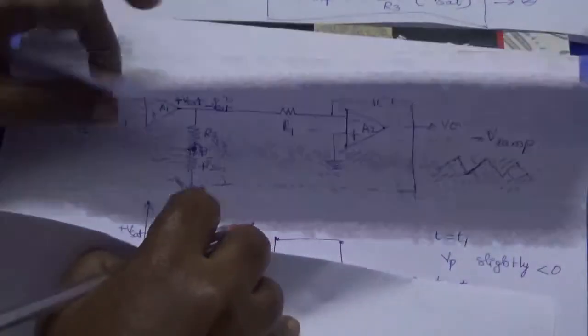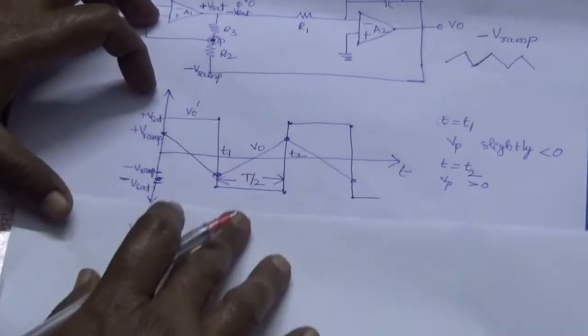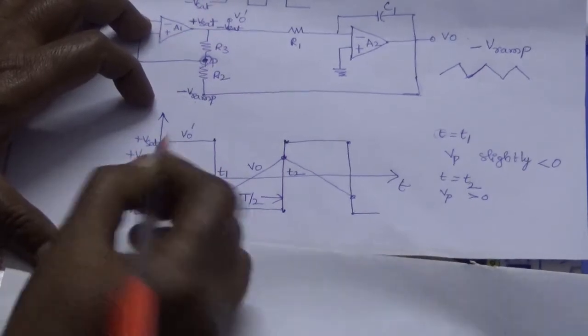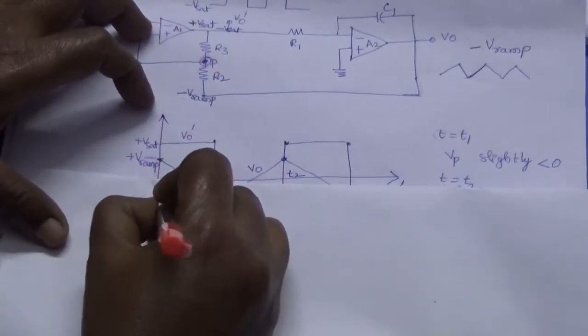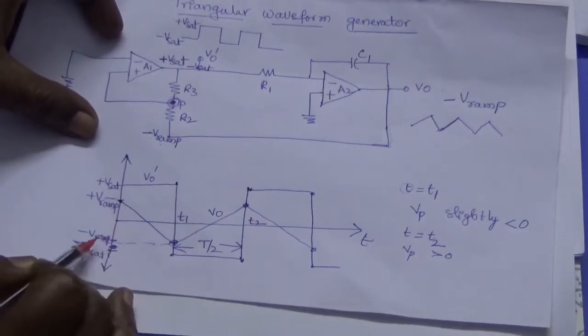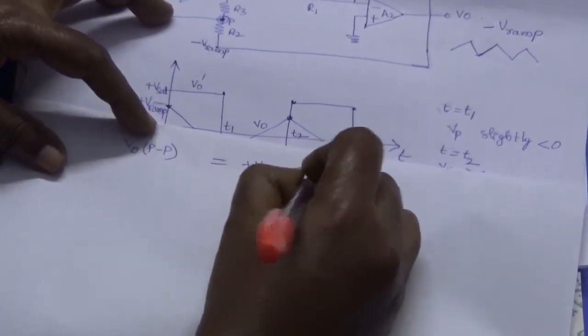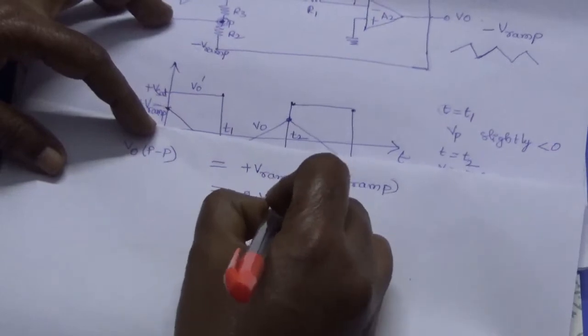Let us proceed. Now I want to introduce a new value which is called V0 peak to peak. What is my output? Ramp. So what is its peak to peak value? Peak to peak means from negative maximum to positive maximum, or positive maximum to negative maximum. So what is my V output peak to peak going to be? Plus Vramp minus of minus Vramp, that is going to be 2 Vramp.